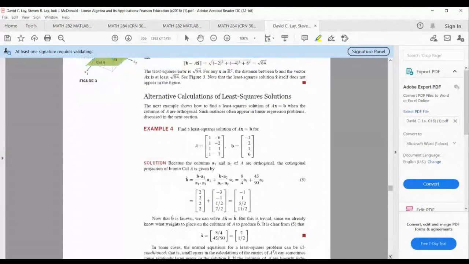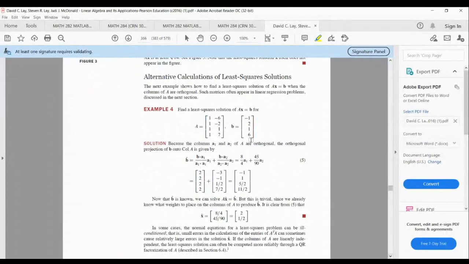They mentioned here in example 4 alternate calculations of least squares solutions. It's worth pointing out that in this example 4, you have a matrix A whose column vectors are orthogonal. You see that in the matrix A in example 4. The 1, 1, 1, 1 vector is orthogonal to the vector -6, -2, 1, and 7.